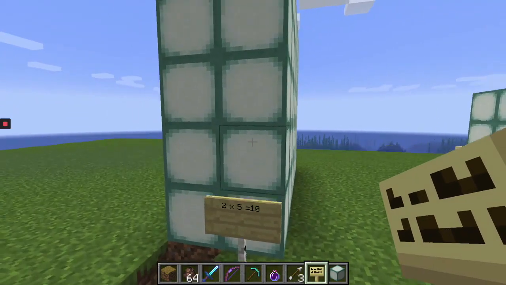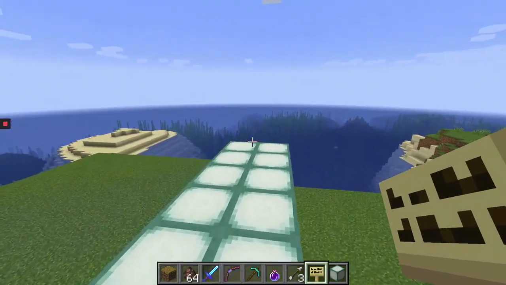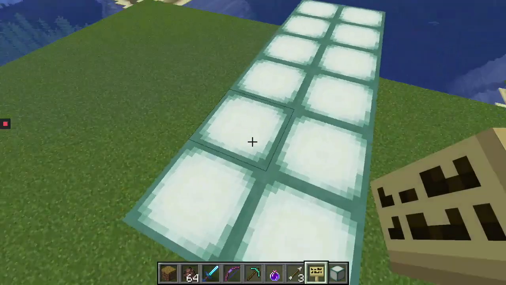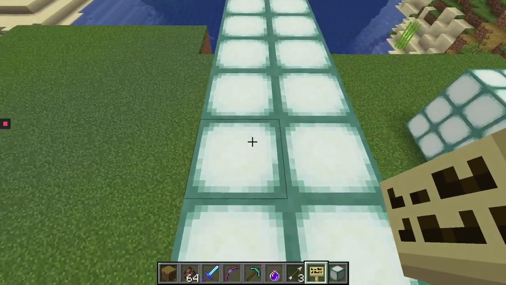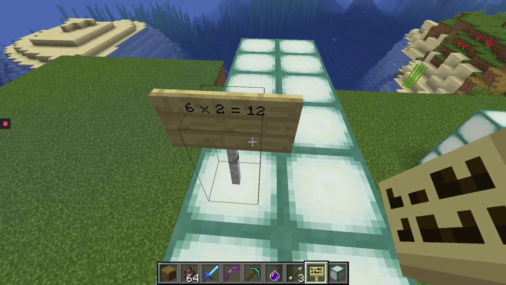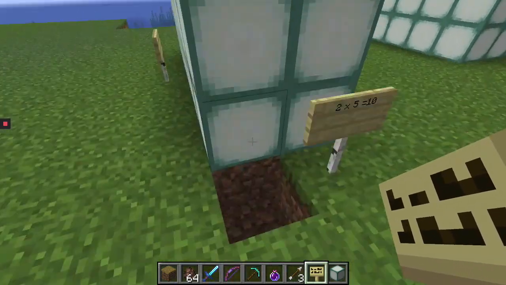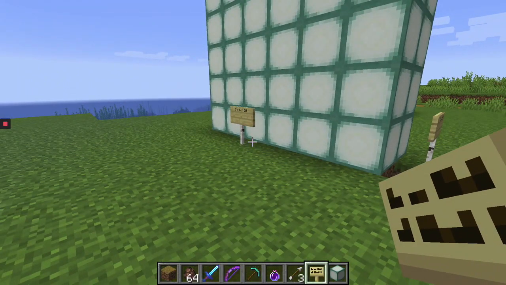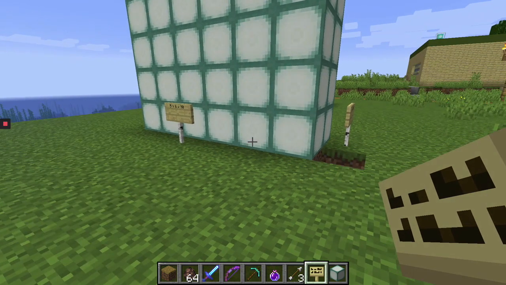And now let's go up top. And this is 1, 2, 3, 4, 5, 6 by 2. And so you should be able to figure out that 6 times 2 equals 12. All right, so now you've got 12, 10, and 30. See if you can figure out the surface area now. It's 12, 10, 30. Ready, go.